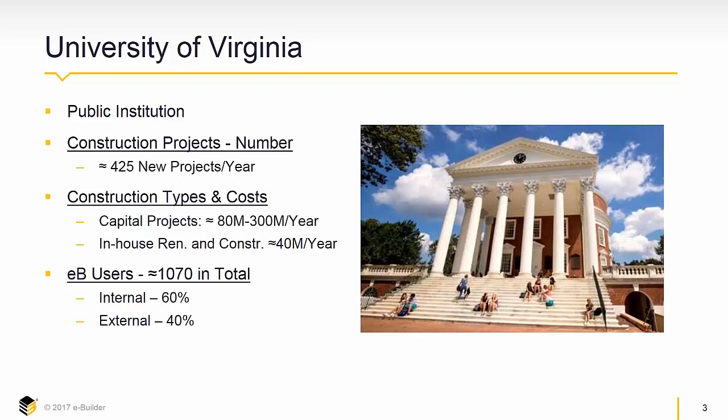We do about 425 new construction projects a year. We have two different departments within UVA. We have a capital project department that does between 80 and 300 million a year in construction, and we also have an in-house renovation and construction group that does about 40 million a year. And we have almost 1,100 eBuilder users, split 60-40 between internal and external. So we have quite a few people using eBuilder because it's been very advantageous for us in processing, among other things, change orders.